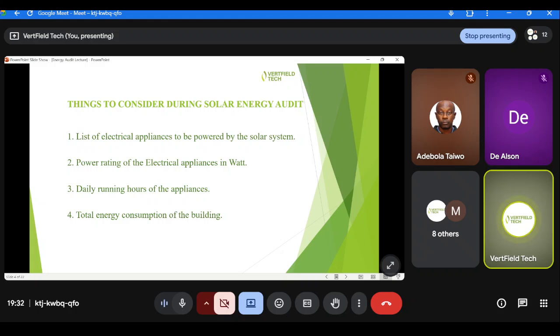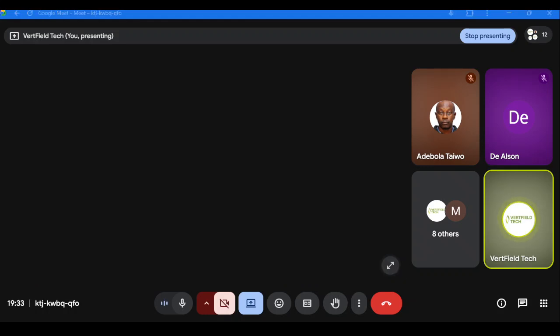Things to consider during solar energy audit. One, list of electrical appliances to be powered by the solar system. Power rating of the electrical appliances in watt. Daily hours of the appliances. Total energy consumption of the building. So these are the things to be considered when you are running a solar energy audit. Hold it strongly at heart. We will come back to it.